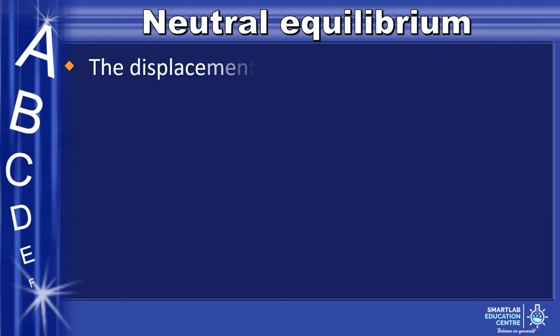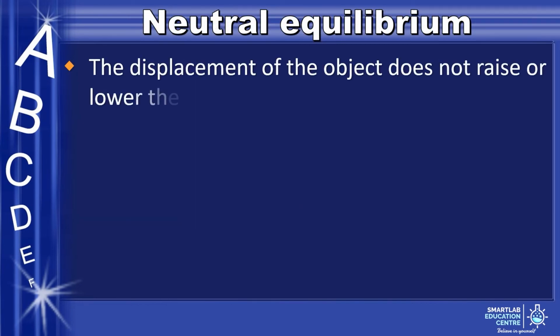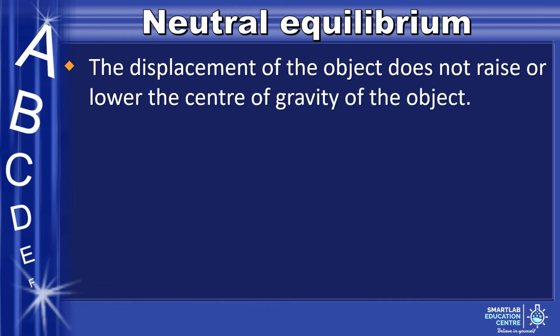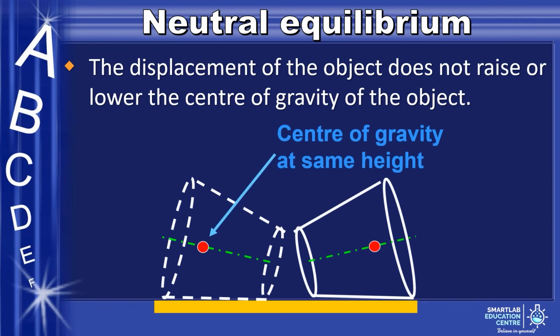Lastly, we have neutral equilibrium, whereby the displacement of the object does not raise or lower the center of gravity of the object. For example, when we displace the cup laid sideways, the center of gravity remains at the same height, but the cup does not go back to its original position.